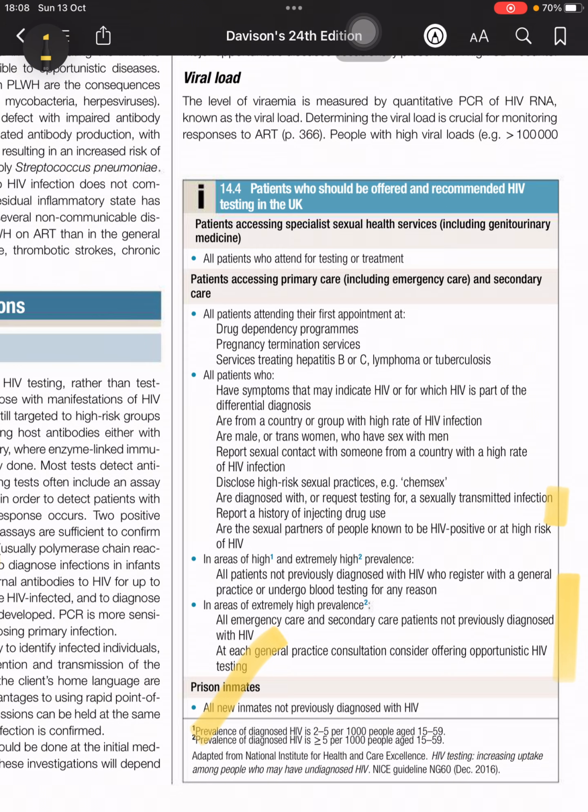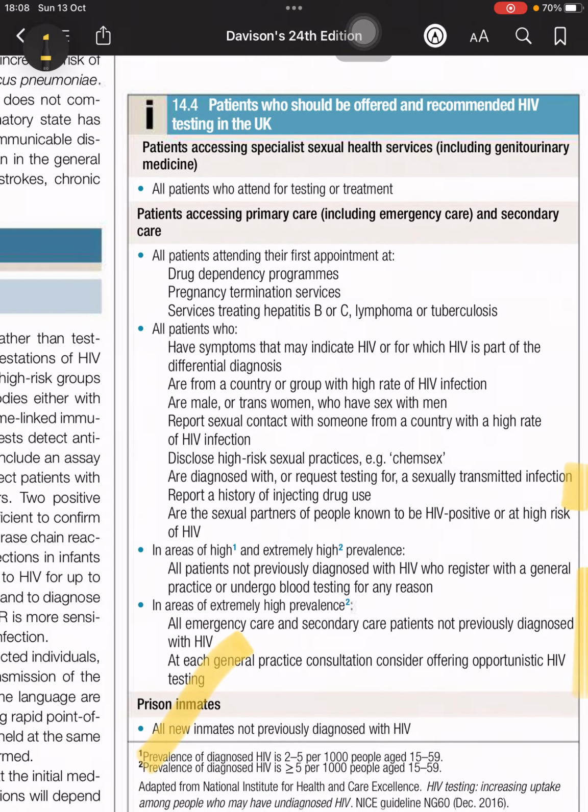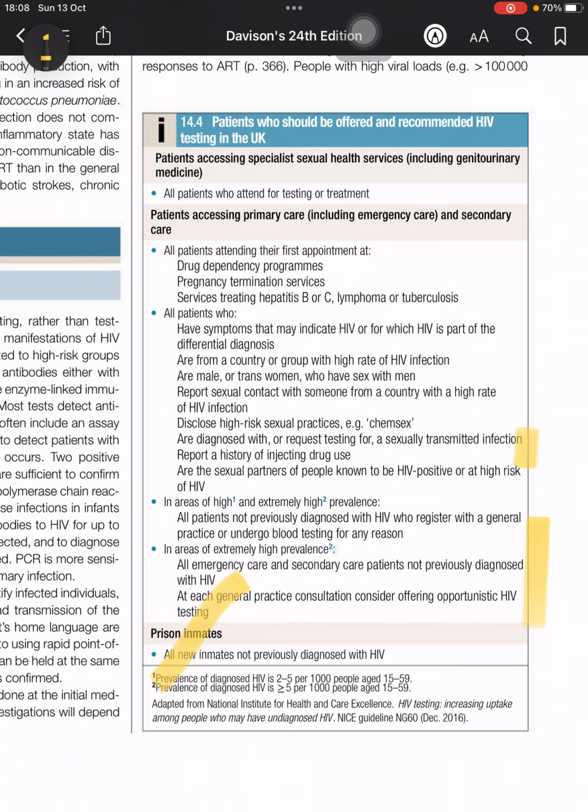In areas of high and extremely high prevalence, all patients not previously diagnosed with HIV who register with a general practice or undergo blood testing for any reason. In areas of extremely high prevalence, all emergency care and secondary care patients not previously diagnosed with HIV and at each general practice consultation consider offering opportunistic HIV testing. Also inmates or new inmates not previously diagnosed with HIV.